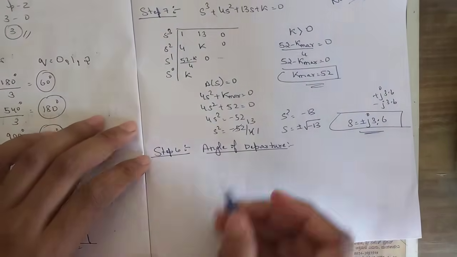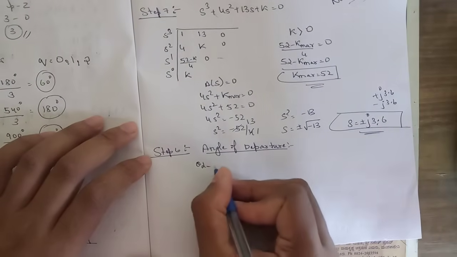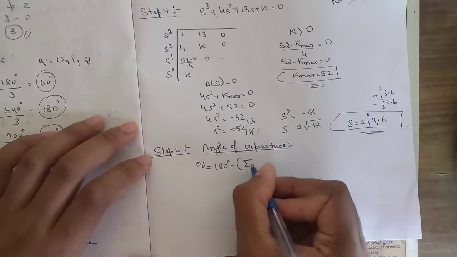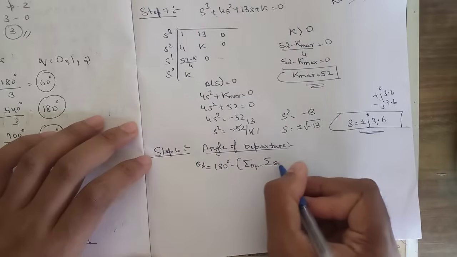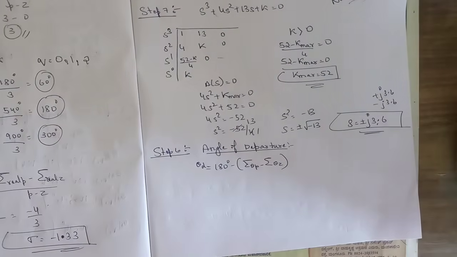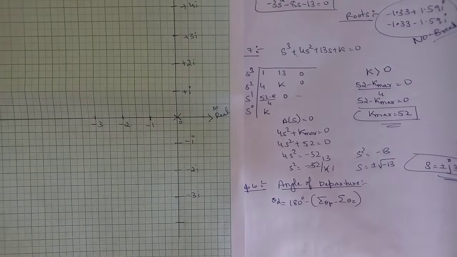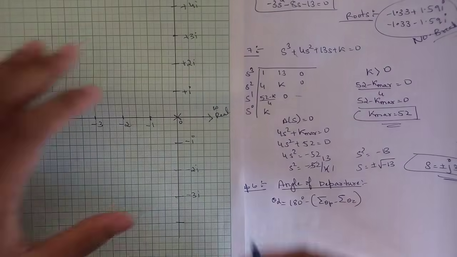Okay, so I'll write the formula, that is theta d is equal to 180 degree minus summation theta p minus summation theta z. Okay, so now let's try to plot the graph for this, and after that we would be calculating the angle of departure also. So let's plot the graph. So this is the rough plot I've drawn. So now let's mark the poles and the zeros. So yeah, we don't have any zeros here.